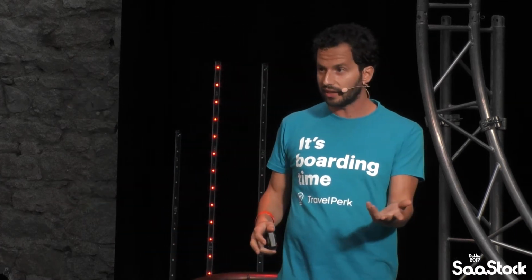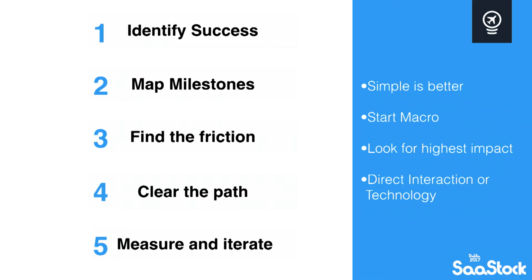The fourth part is clear the path. Once you have found the friction, find a way to solve it. And most of the time, there are two ways to solve it. One is technology. Change the UX. Add a new platform. There are a lot of wonderful platforms to help you with that.